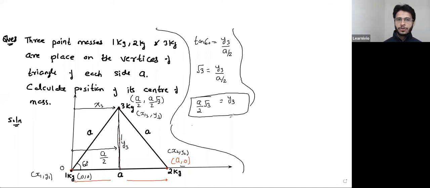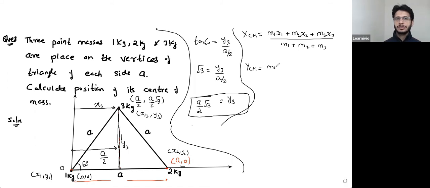Now try to calculate the x and y coordinates of the center of mass using this relation. The x coordinate of the center of mass is m1 x1 plus m2 x2 plus m3 x3, divided by m1 plus m2 plus m3. And the y coordinate of the center of mass is m1 y1 plus m2 y2 plus m3 y3 over m1 plus m2 plus m3.